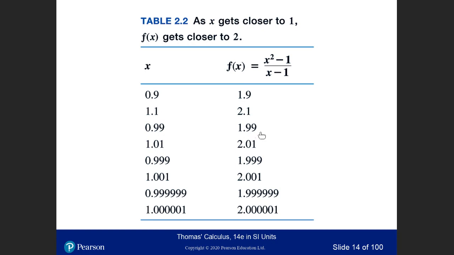That's closer to 2. Now I approach more from the right-hand side, from values greater than 1. Now x is 1.01, and that's 2.01, the value of the function. So on both sides, I'm getting closer and closer. I get even closer: 0.999, that's what I get. 1.001, that's what I get. Now I put 6 nines here.